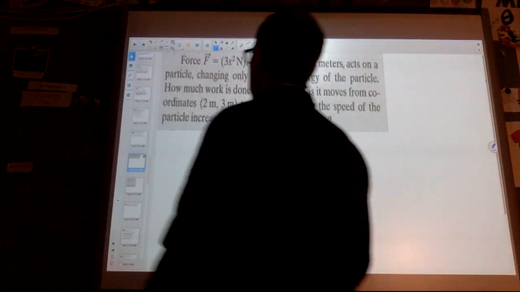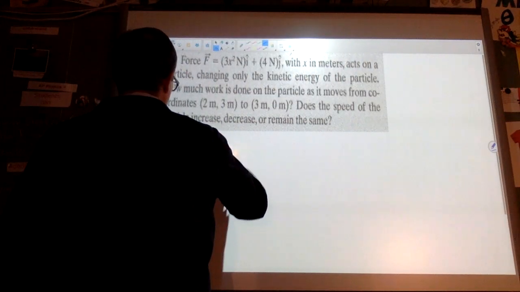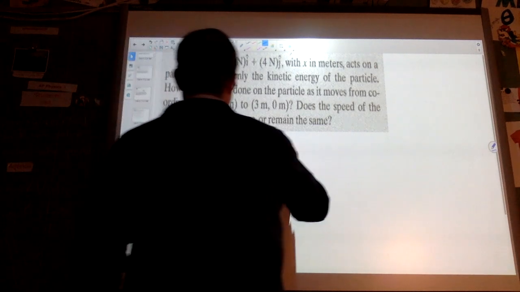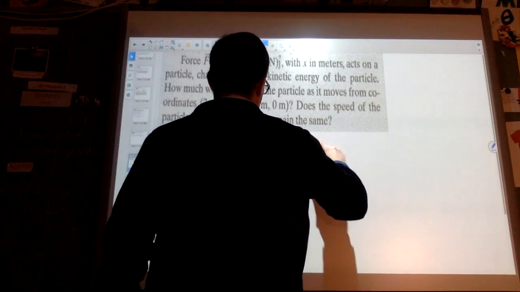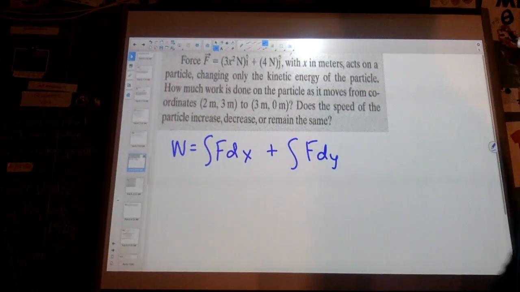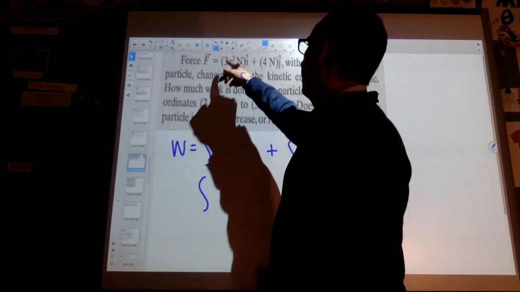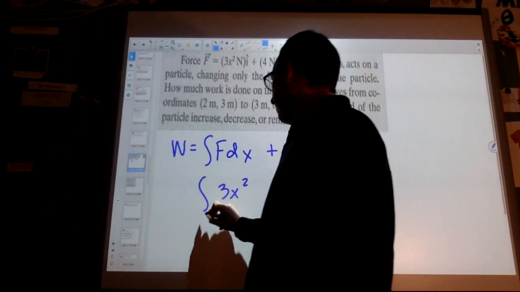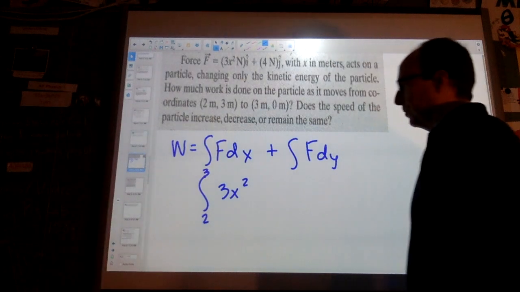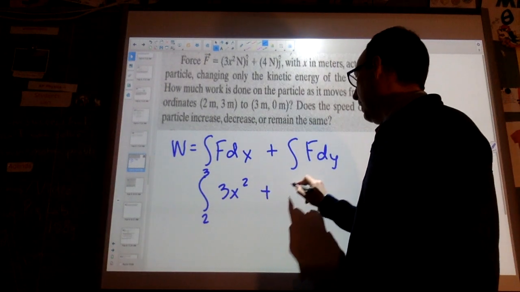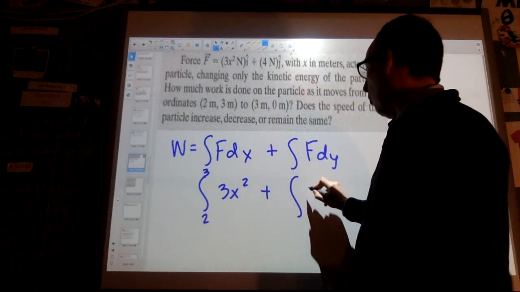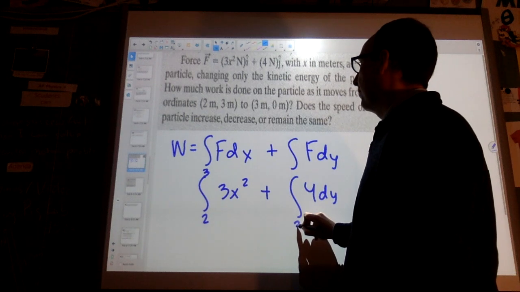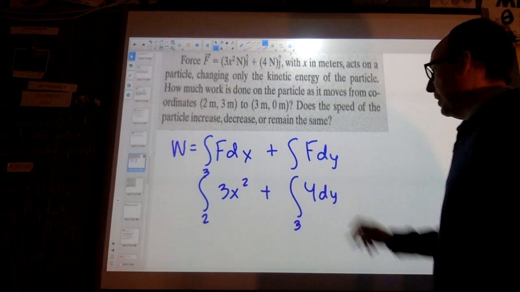So I have work in the x direction, and I'm going to have work in the y direction. In the x direction, our function is going to be 3x squared, and it's going to go from 2 to 3. And in the y direction, I have 4 dy, and this is going to go from 3 to 0.